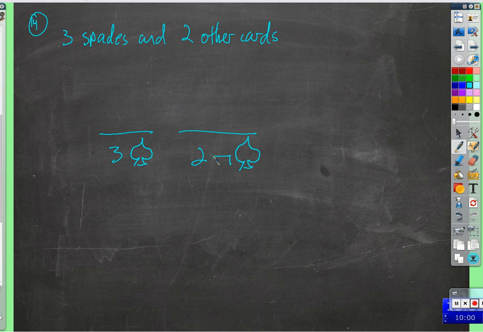That little straight line with a perpendicular little thing down means "not" in mathematics. We like symbols, and that takes about half the time it takes to write the word "not," so we like to write that. So 2 not spades. All right, how many ways can we choose 3 spades?